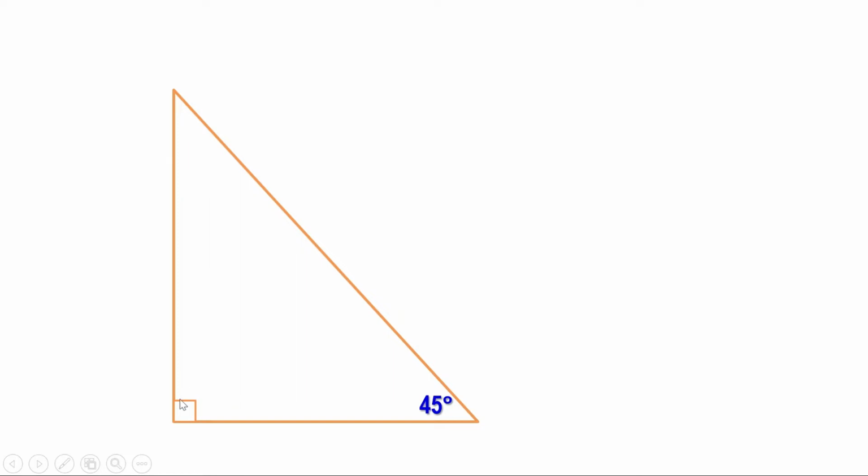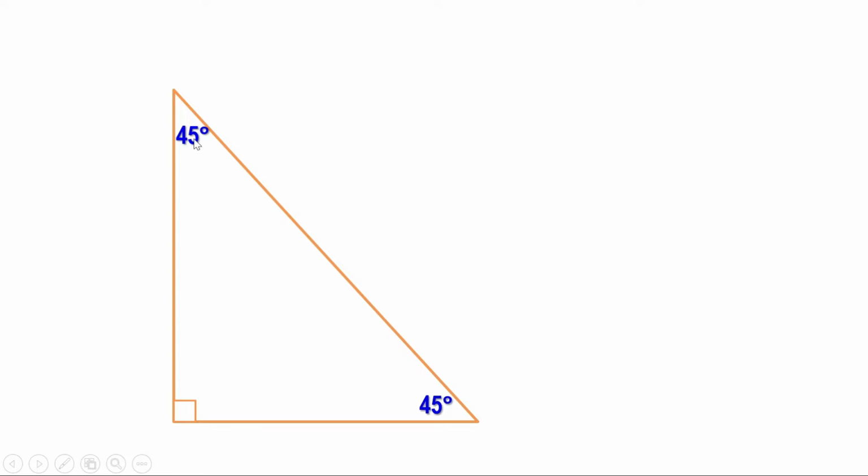We know sum of the three angles of a triangle is 180 degree. This angle is 90 degree. Therefore, the sum of the other two angles is 90 degree. Since this angle is 45 degree, this angle is also 45 degree. That means in a right angle triangle, if one angle is 45 degree, the third angle is also 45 degree.